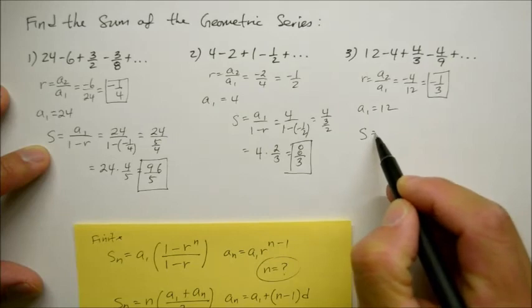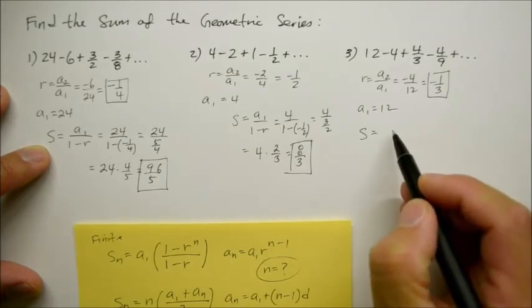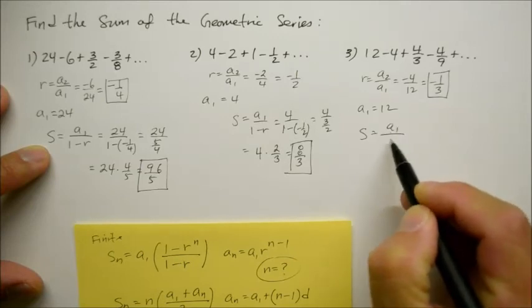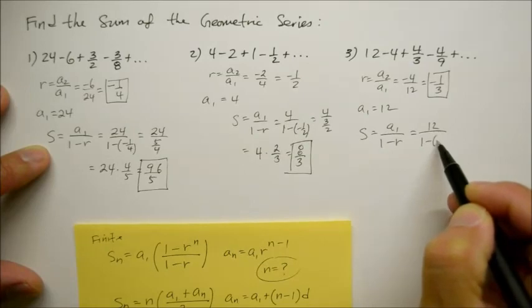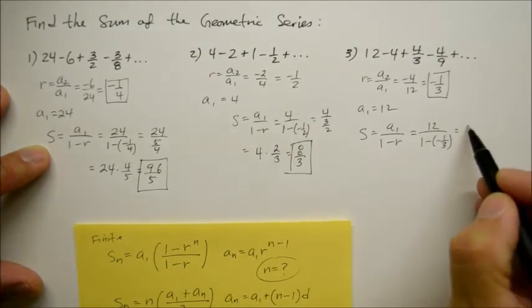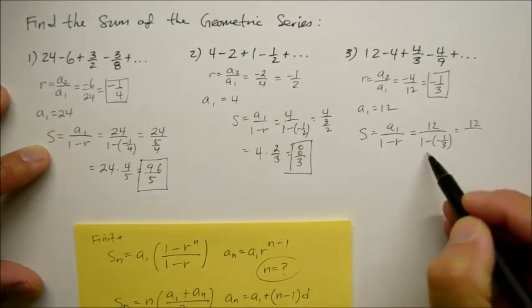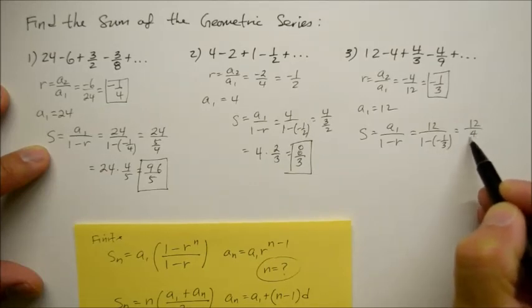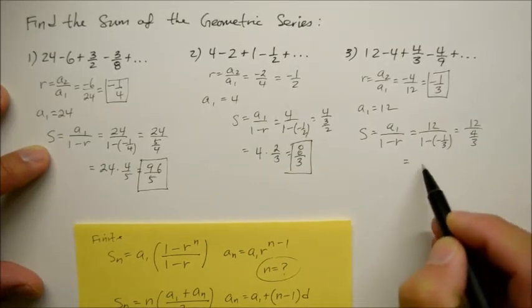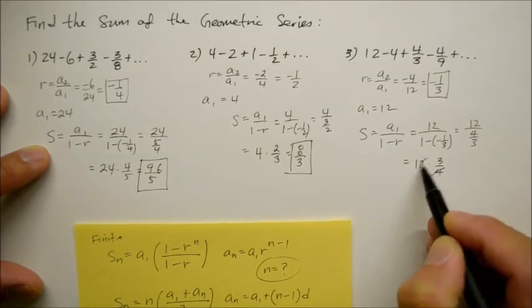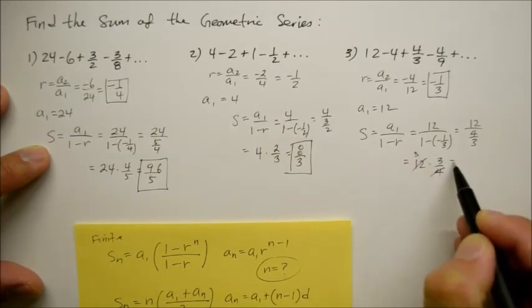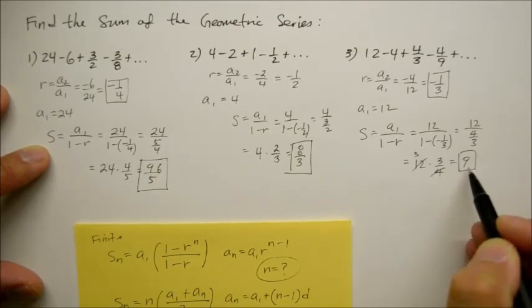So once again, for the infinite geometric series, the sum is a sub 1 over 1 minus r. So that's going to be 12 over 1 minus negative 1/3, which is like saying 12 over, what is that again? 3/3 plus 1/3 is 4/3. Hey, check this one out. That's like saying 12 times 3 over 4. Simplify the denominator with the numerator. That's simply 9. And that looks very close to what we have for a test question.